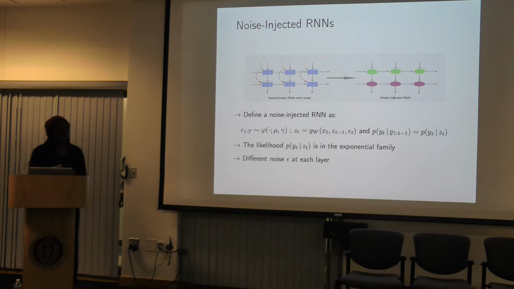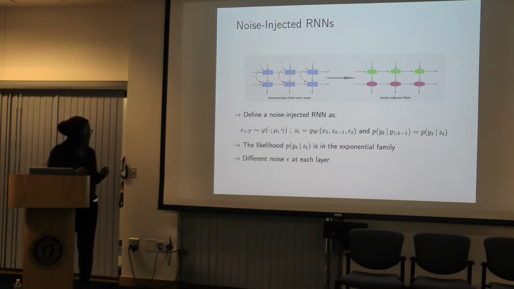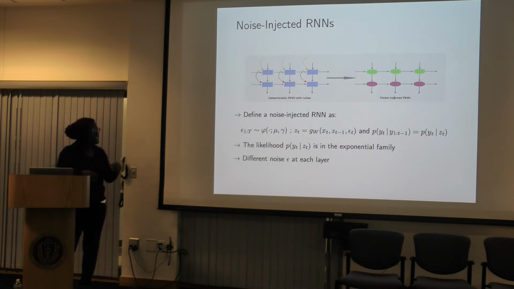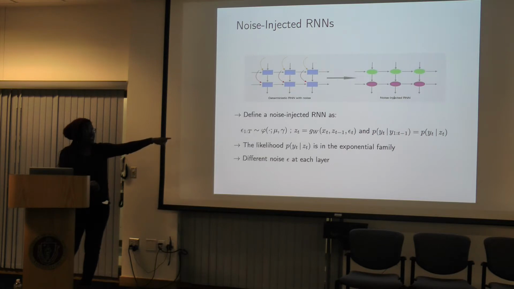If you want to inject noise in an RNN, I'll define that as a noise injected RNN. What you do is, if you have an RNN unrolled with T time steps, you sample T latent noise variables epsilon from some distribution with mean mu and spread gamma. The spread can be like the variance for the Gaussian or the scale parameter for the gamma, things like that. Once you have those noise variables, you compute your hidden state at time step t as a parametric function that takes the input xt, the previous hidden state zt minus 1, and now the noise variable epsilon. So the only difference with the RNN is that you're taking this epsilon as an additional input.